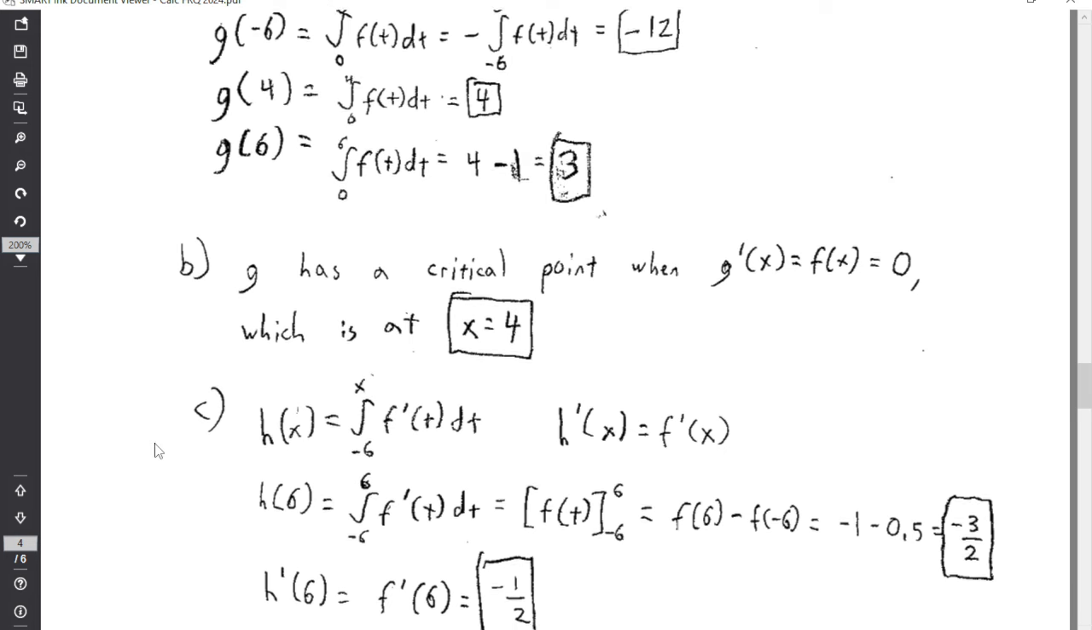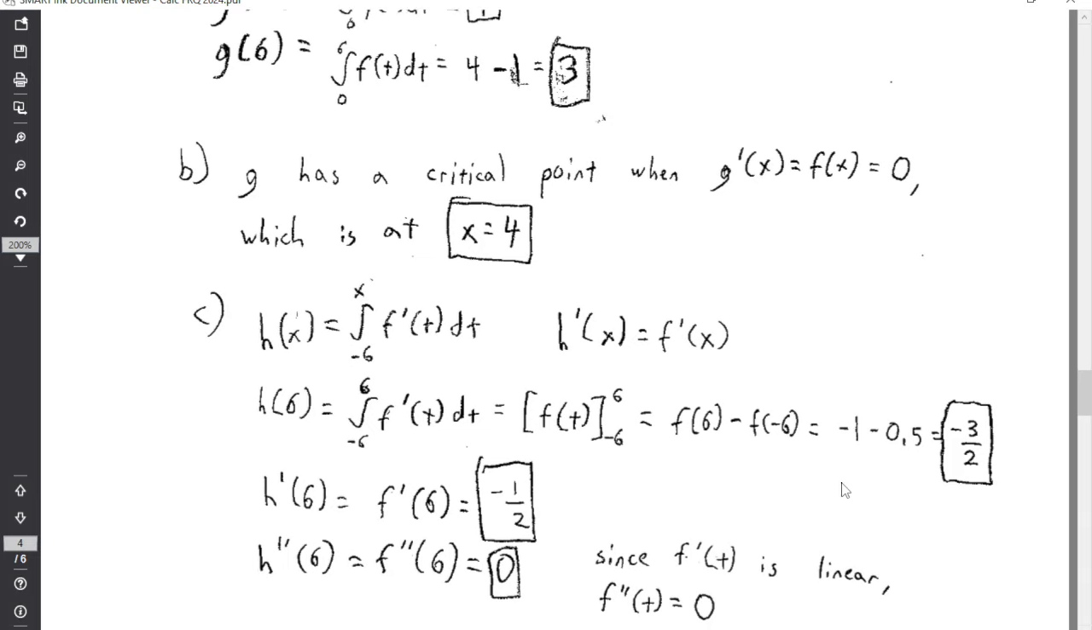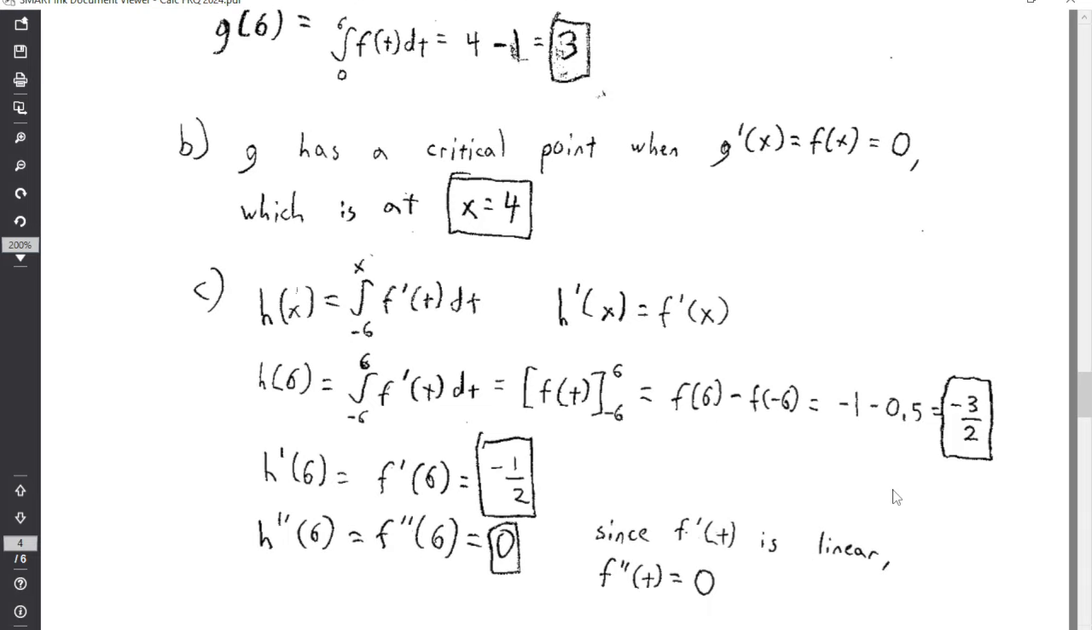Then h double prime is the slope of the slope. It's the rate of change of the rate of change, but we have a linear graph. So that slope is not changing. It is staying that -1/2. So therefore, that second derivative is 0, because that graph is linear, the rate of the rate not changing at all. So it's 0.